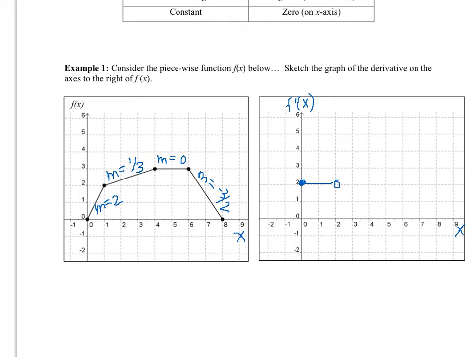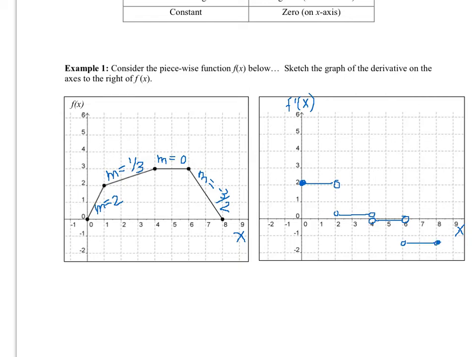In between 1 and 4, we have a slope of a third. So I'm going to come down here. It's going to be an open circle, and we're going to go all the way until we get to x equals 4. And then we've got a slope of 0. So right below the 4, sorry, this is kind of hard here, we're going to go from 4 until 6 on the x-axis. And then in between 6 and 8, we've got a negative 3/2, which is negative 1.5, all the way until 8, and we've got a closed circle there.